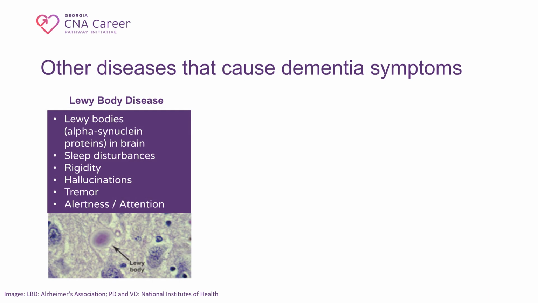Lewy bodies are deposits of a protein called alpha-synuclein in the brain, which you can see in the image on your screen. Brain cells communicate with each other using chemicals called neurotransmitters. In healthy brains, alpha-synuclein helps control how much neurotransmitter is released from one neuron to communicate with other neurons near it. In Lewy body disease, those proteins form deposits that interfere with neural communication.